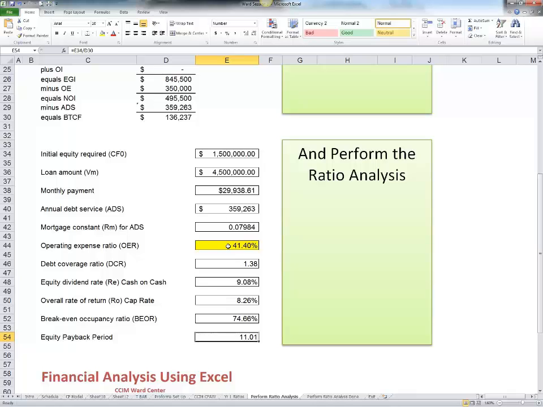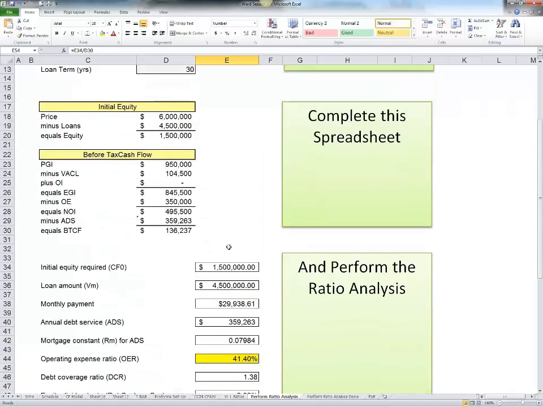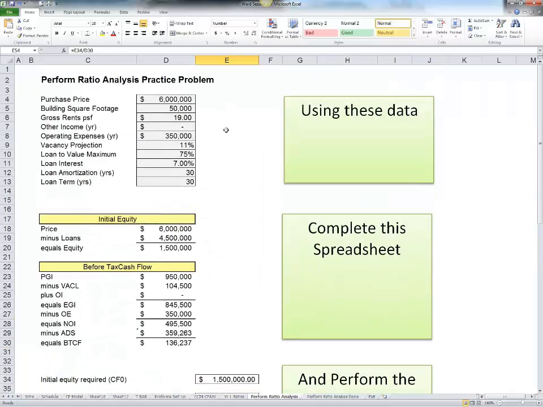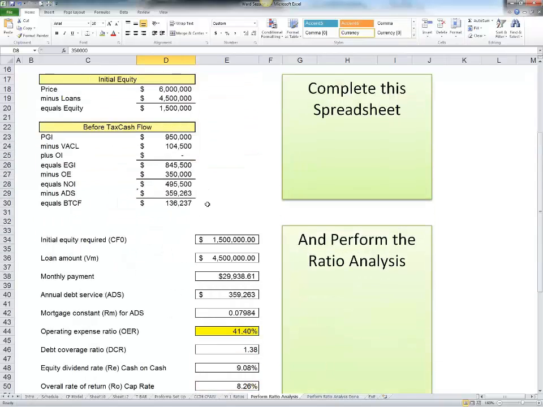Now we're going to go back and take a look. What we said is that expense ratio, we're running between 35 and 38. And so, you know what? Let's take the top end of that. We'll just make a note out here that 38% is more or less what we're thinking is in the market. And this $350,000 in expenses is calculating out to be 41%. Either the expenses are too low or the income is too high.